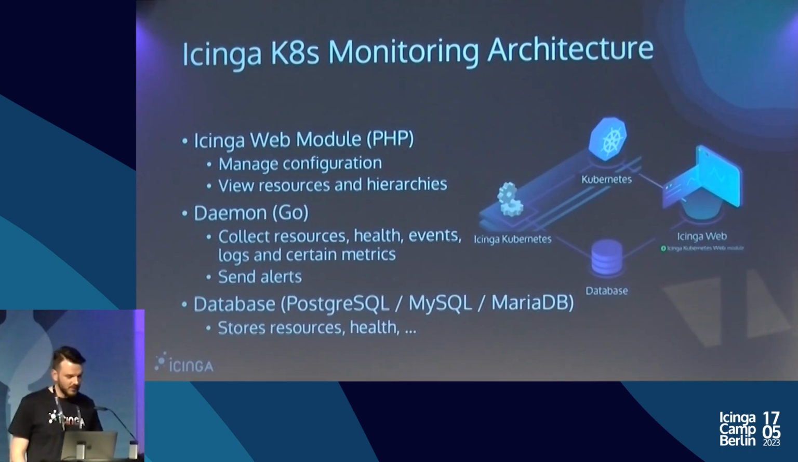How does it look? We have a daemon written in Go, of course. Why Go? Because it's a perfect fit for Kubernetes, since Kubernetes is written in Go. We're using the Kubernetes client SDK for Go for our daemon. That's also cool since we get built-in compatibility with the new features that are evolving in Kubernetes itself. And the daemon is responsible for collecting all the resources from Kubernetes: health, events, metrics, and all that stuff.